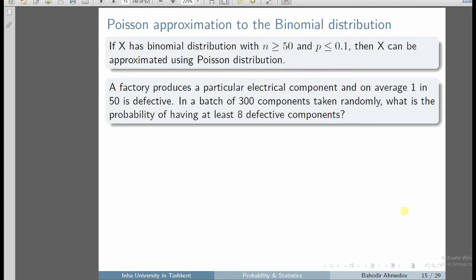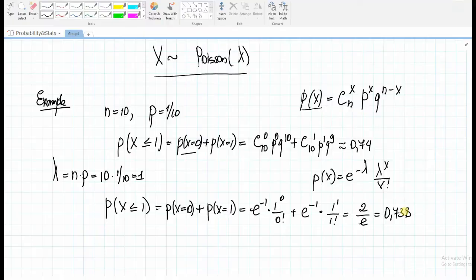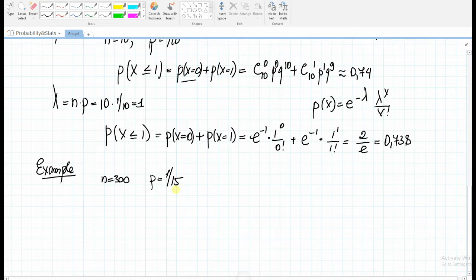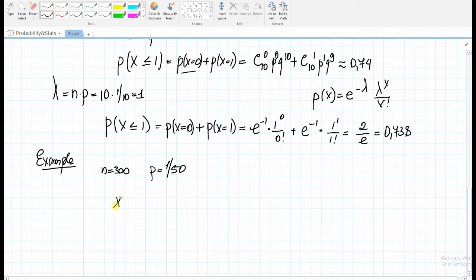So what do I need to do? This is the binomial distribution, right? Because n, the number of trials, is fixed. What is n? It's 300. The probability of having one defective item is also fixed, which is 1 over 50. And what we need to calculate is x, the number of defective items, more or equal to 8, at least 8.